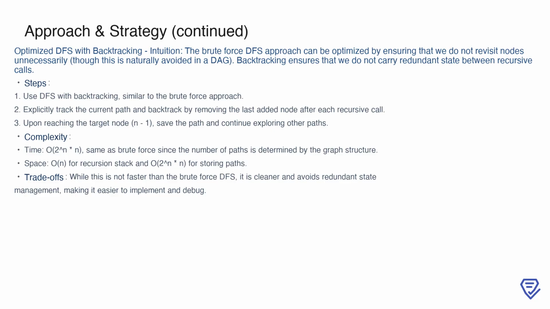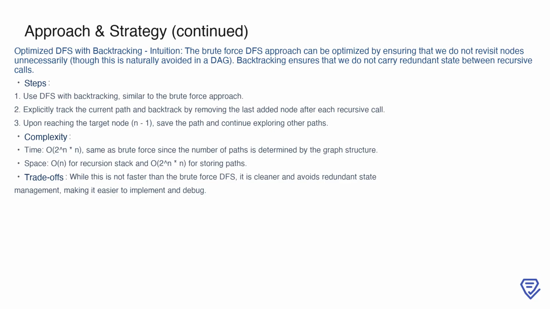Now, we refine the brute force approach into an optimized version of DFS with backtracking. Although a DAG naturally prevents revisiting nodes, backtracking ensures cleaner management of the current path state during recursive calls. The process starts similarly, where we use DFS to explore paths, but we explicitly manage the current path by removing the last node after each recursive call.